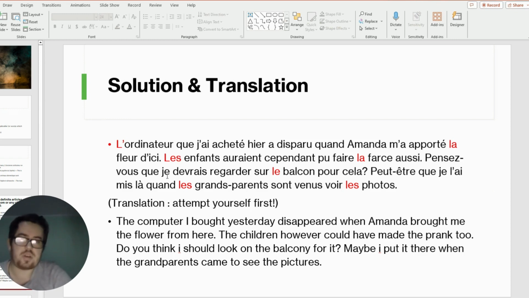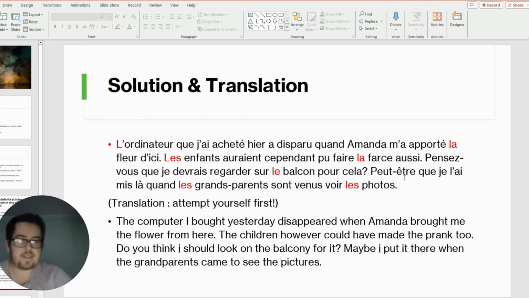I should look. Je devrais. I should. And then you have, again, the same rule that we've noticed before, regarder, a verb in infinitive. I should look on, sur, the balcony, le balcon, for it, pour cela, cela referring to the one that we talked about. And so, obviously, we have pensez-vous que je devrais regarder sur le balcon pour cela? Do you think I should look on the balcony for it?